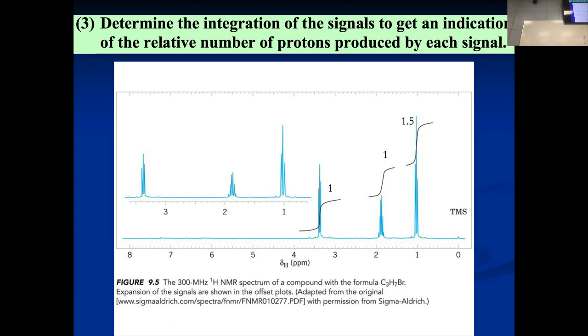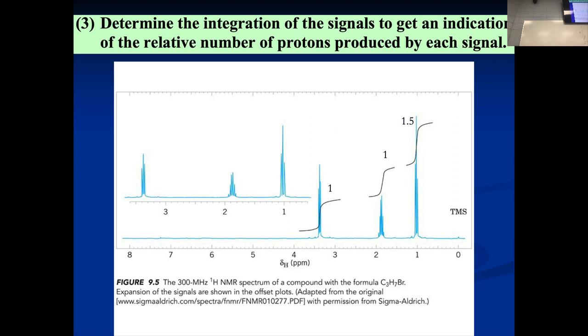And it turns out, in this case, if you took a ruler and measured from here to here, you would call that 1. And if you measured from there to there, you'd realize that it's the same as that, and that's also 1. And you'd realize when you measured that one, that it's about 50% more, so it's 1.5. That tells me the relative number of protons that are giving rise to that signal. The ratio is 1 to 1 to 1.5.